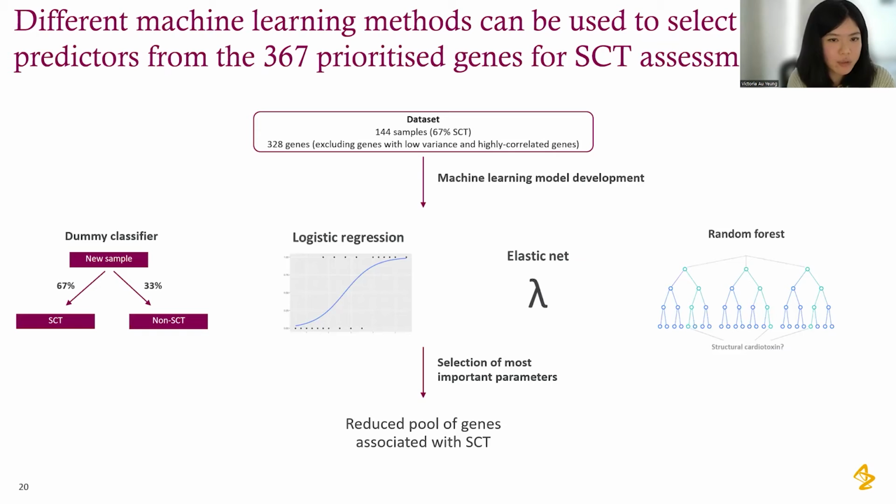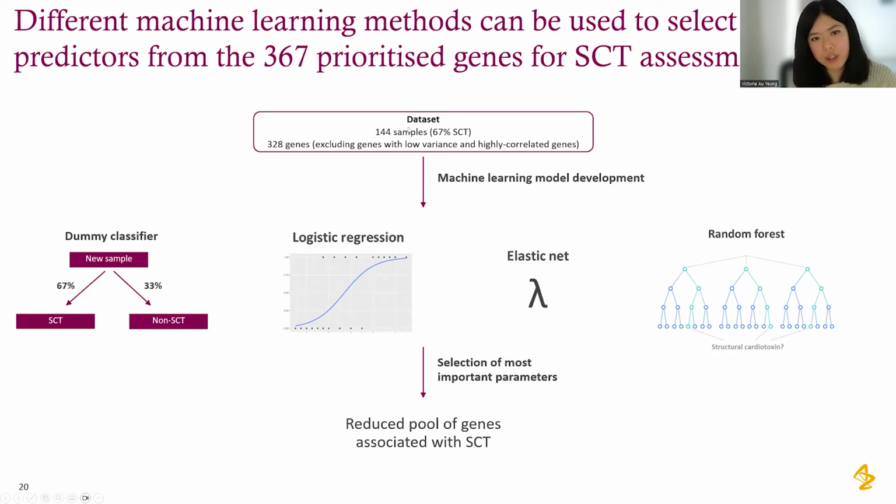Now, at this stage, we could very well have dusted our hands off and said that we've got our 367 genes. These are all very interesting to follow up, and end of story. But the reality isn't quite like that, because in our particular use case, we want to be able to profile a panel of genes for SCT assessment, and 367 is just too many genes. And that's why we then apply a machine learning approach to select important features from these 367 genes.